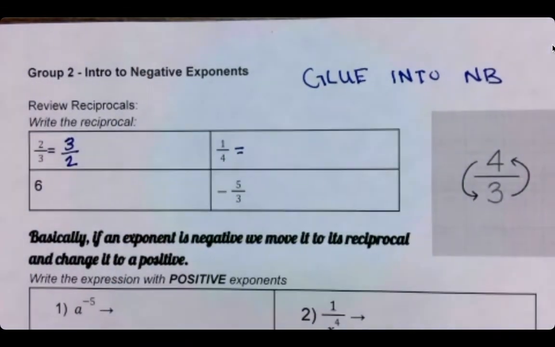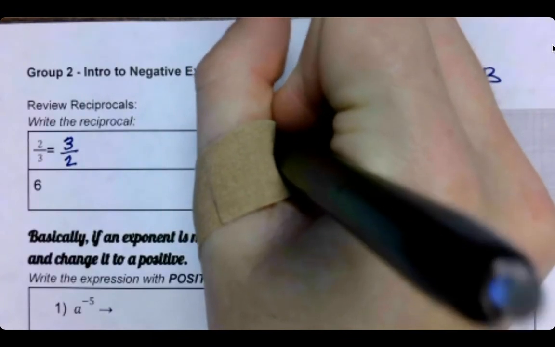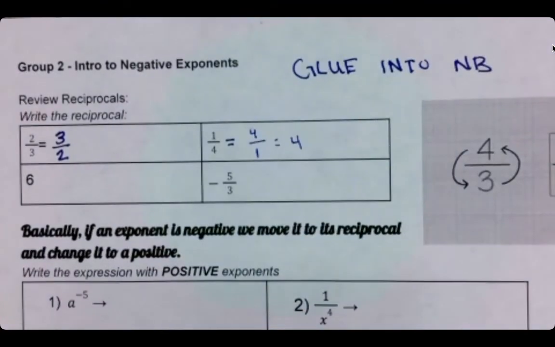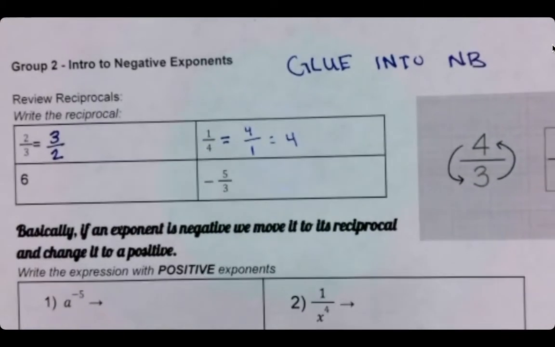For this one, the 4 would go on top, the 1 would go on bottom. You could also just write that as 4, right? 4 divided by 1 is 4.